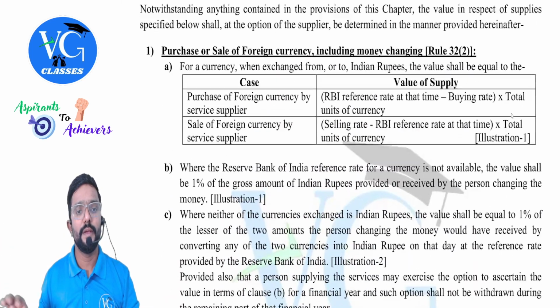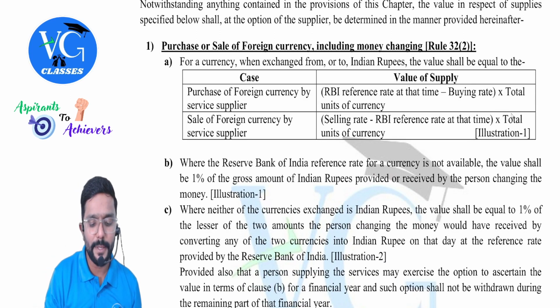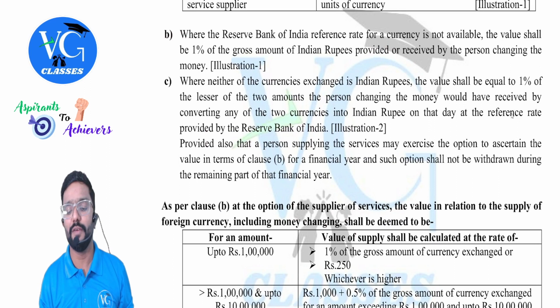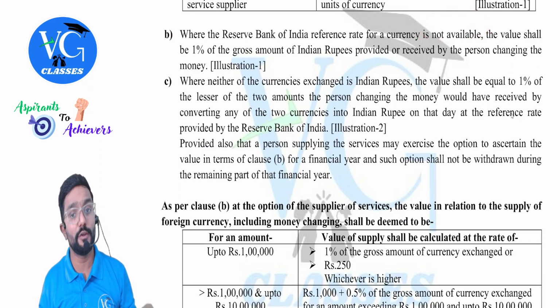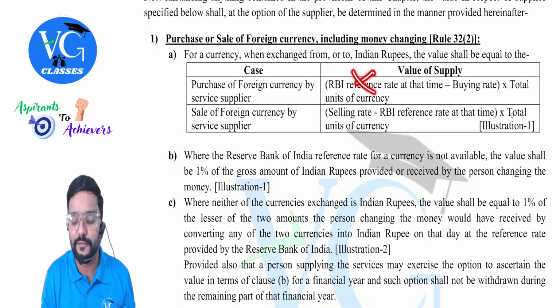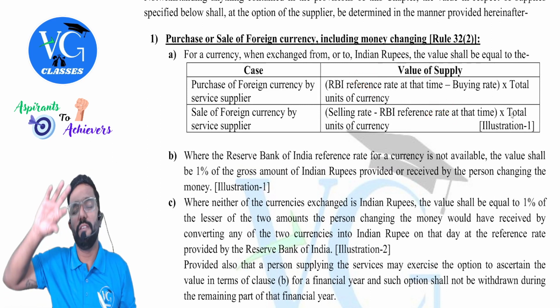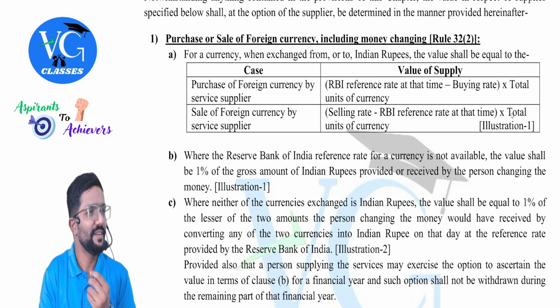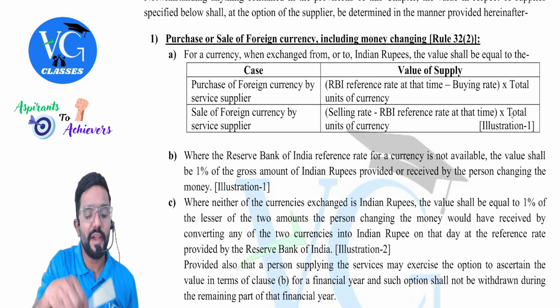Okay. A part done. Next, B. Where the Reserve Bank of India reference rate for a currency is not available, the value shall be 1% of the gross amount of Indian rupees provided or received by a person changing the money. Means, guys, here what is the important thing? RBI reference rate. Sir, there is one different currency exchange, sir. For that, RBI reference rate only is not there. So in that case, can we follow point A, guys?